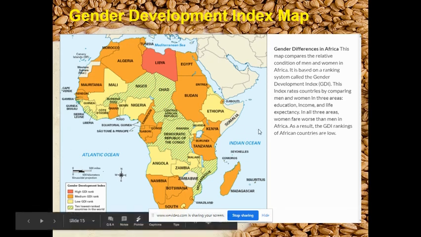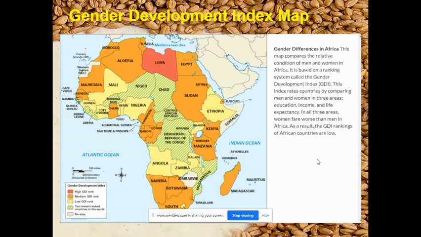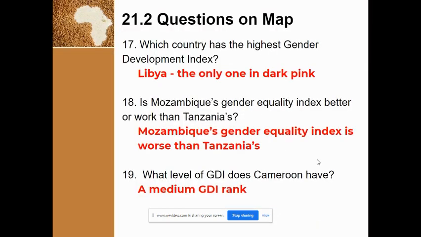Over here, it says that the map compares the relative condition of men and women in Africa. It is based on a ranking system called the Gender Development Index, or GDI. This index rates countries by comparing men and women in 3 areas: education, income, and life expectancy. In all 3 areas, women fare worse than men in Africa. As a result, the GDI rankings of African countries are low. So what they are saying is that the equality between men and women in African countries is overall not very equal. Okay, let's look at the questions.